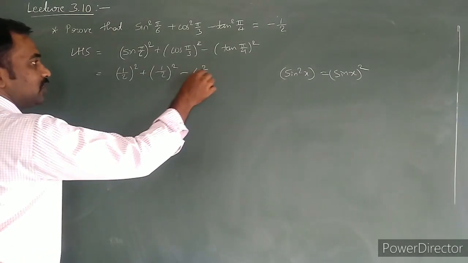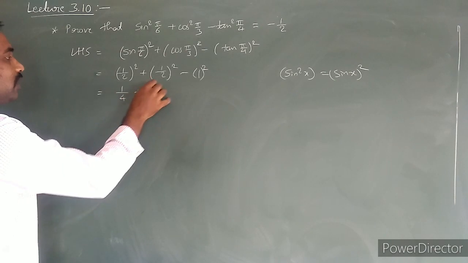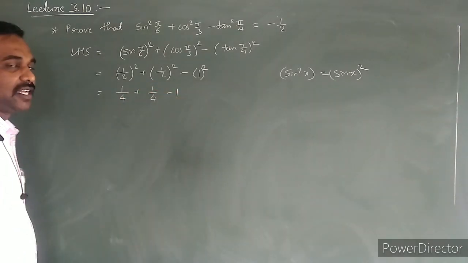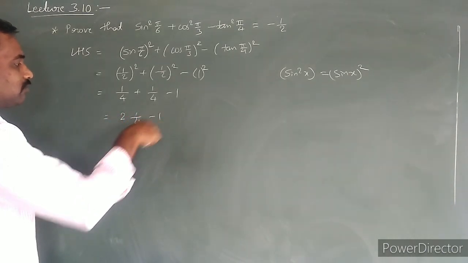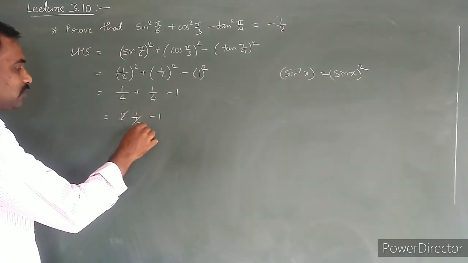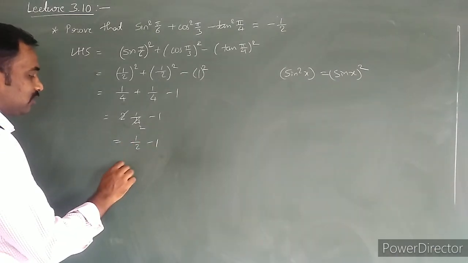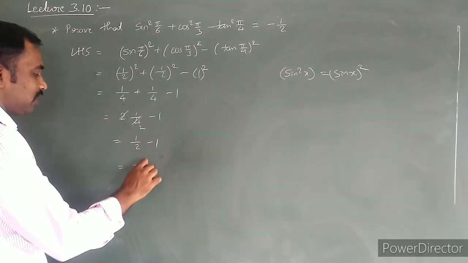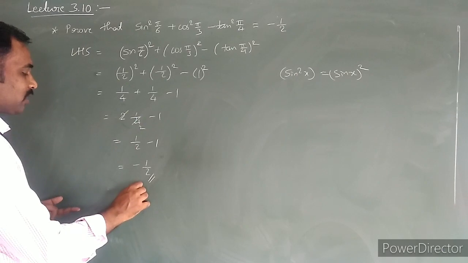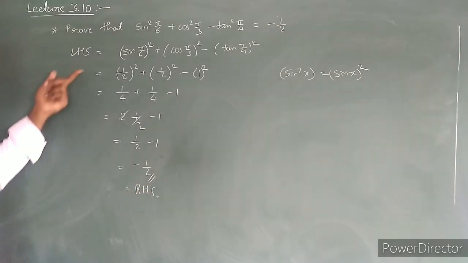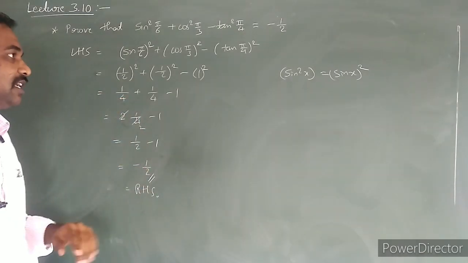Now 1 by 2 whole square is 1 by 4, 1 by 2 whole square is 1 by 4, minus 1. 1 by 4 plus 1 by 4, 2 times 1 by 4, minus 1 as it is. 2 ones are 2, 2 twos are 4, so 1 by 2 minus 1. 1 by 2 minus 1 is minus 1 by 2. Or take the LCM, simplify, and we get the answer. Now have you got the required RHS? LHS equals RHS. So this type of problem is very important.